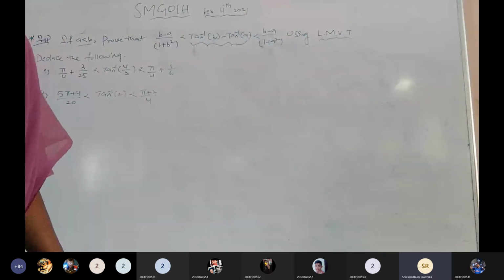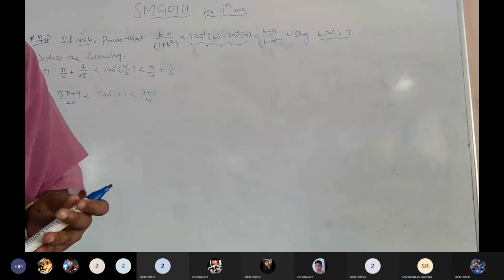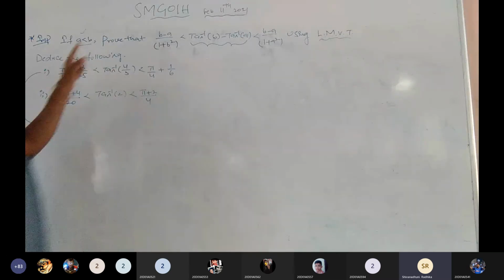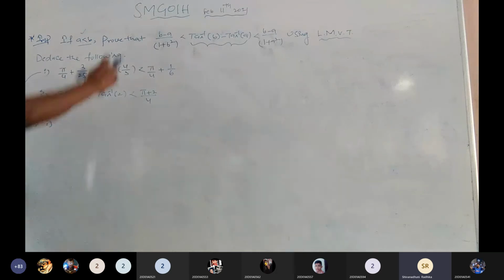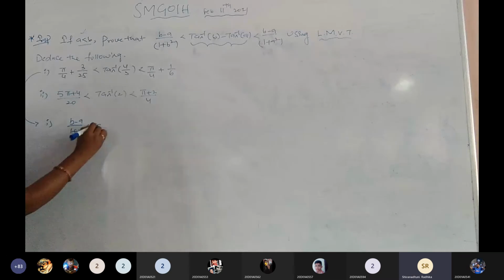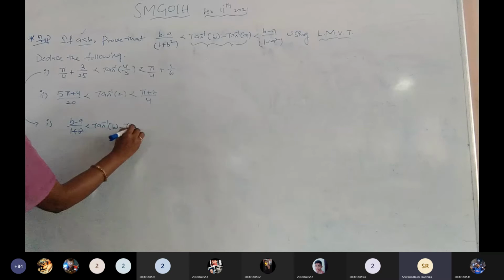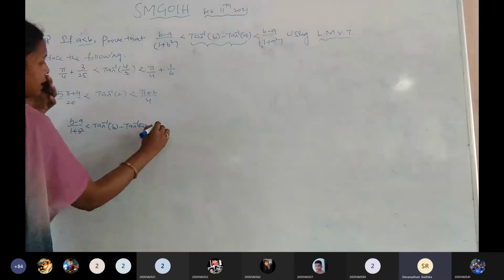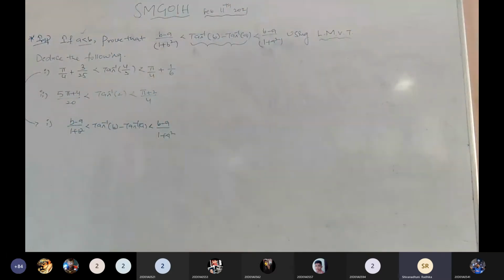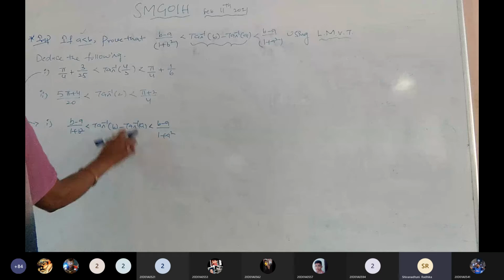Next. What is the first one we have? First question this is. I'm going to prove the first one. By using this proof, we need to prove this one. And I'm going to write this: b minus a by 1 plus b square less than tan inverse of b minus tan inverse of a is less than b minus a by 1 plus a square. Now I'm going to choose the b value and a value. Then we get the first one.